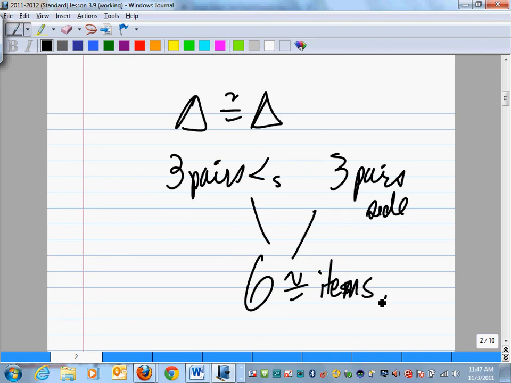Now, today is all about shortcuts. Instead of talking about all six items, we're going to talk about four different ways where if you just have a minimum of three things equal, it forces everything else to be equal. It forces everything else into play. Those shortcuts are, would you look right here?